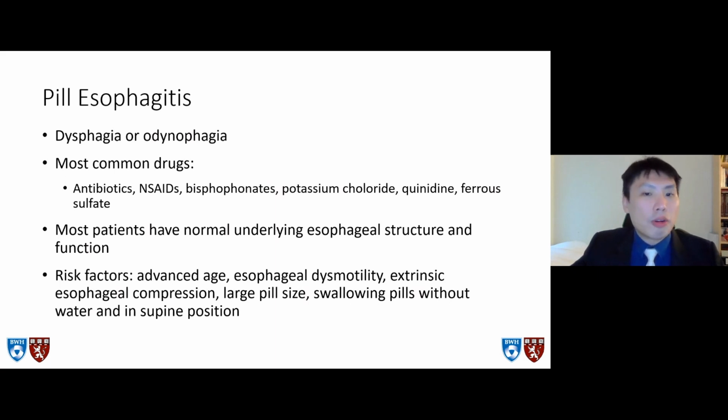Most patients have normal underlying esophageal structure and function, but some risk factors that might put patients at higher risk of pill esophagitis are advanced age, patients with underlying esophageal dysmotility, any sort of extrinsic esophageal compression that might cause the pill to be held up, a large pill size, or swallowing pills without water or in a supine position.